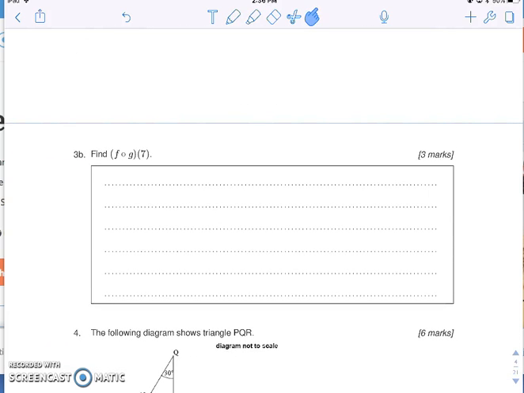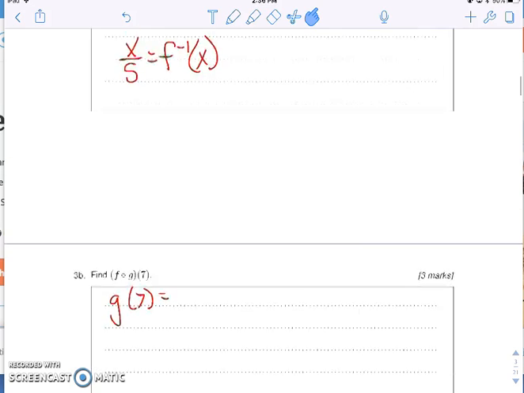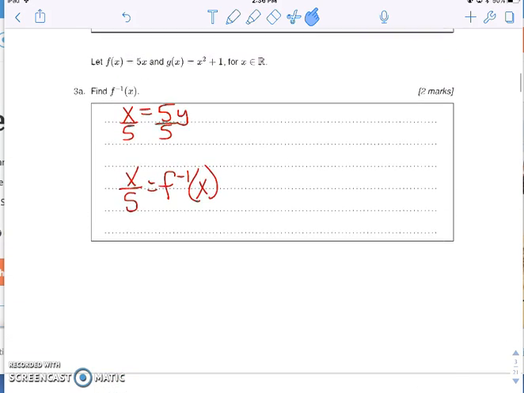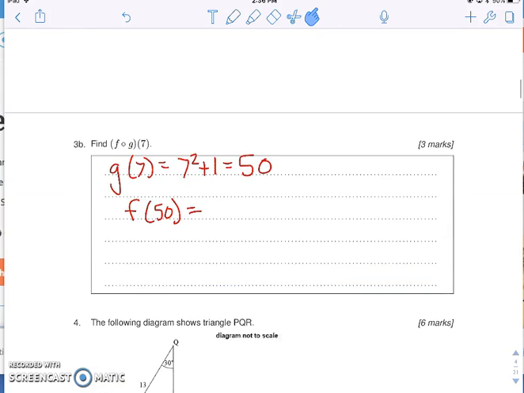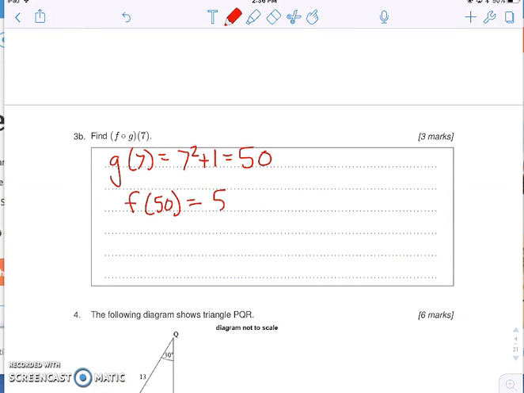Find f of g of 7. So first, let's find g of 7. What was our g function? X squared plus 1. 7 squared plus 1, so that's 50. So now we have to find f of 50. And what was f? 5 times our x value. So 5 times 50 is 250.